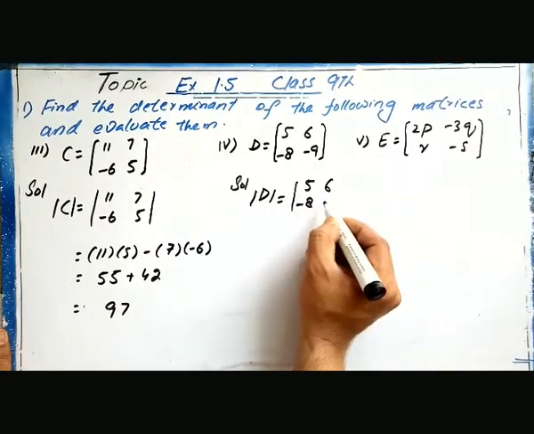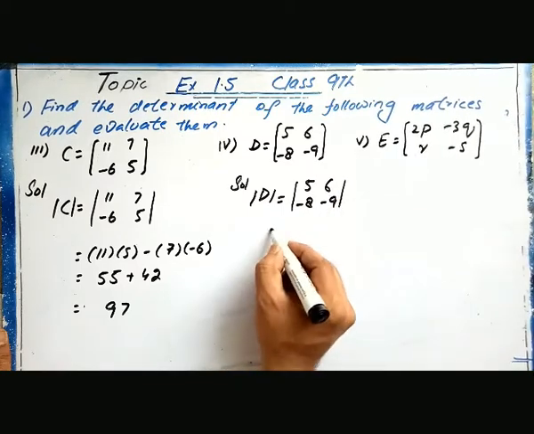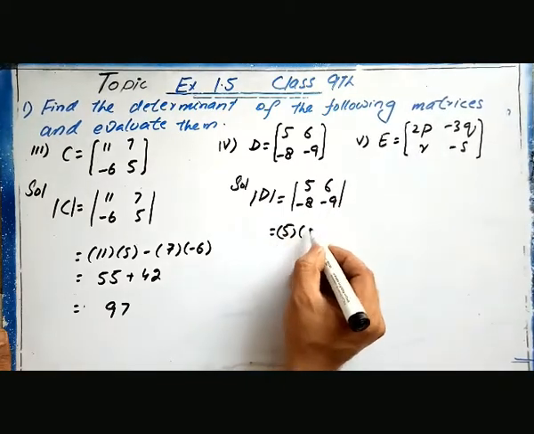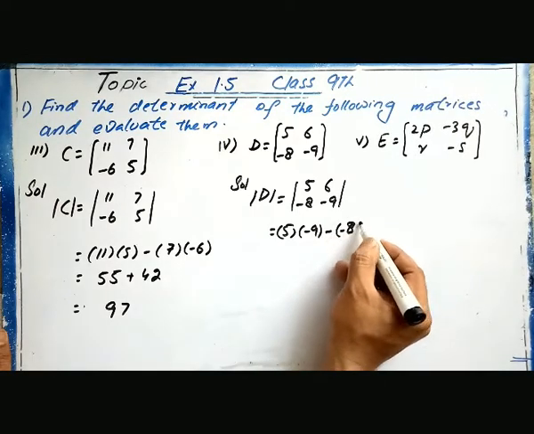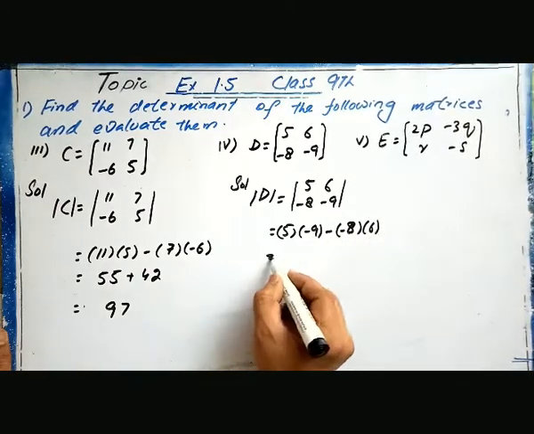5, 6 minus 8 minus 9. So 5 into minus 9 minus minus 8 into 6.